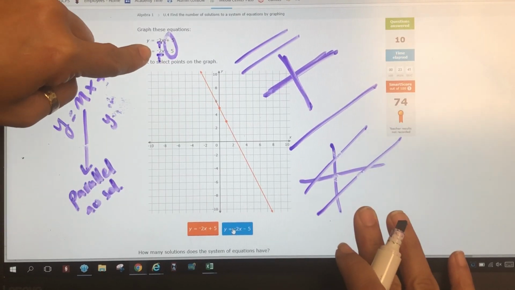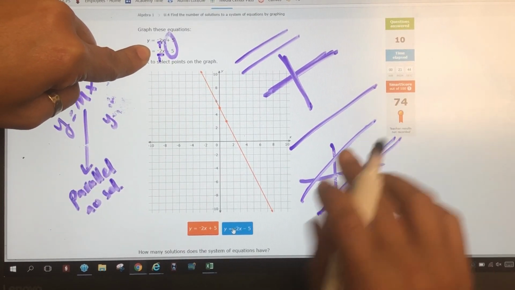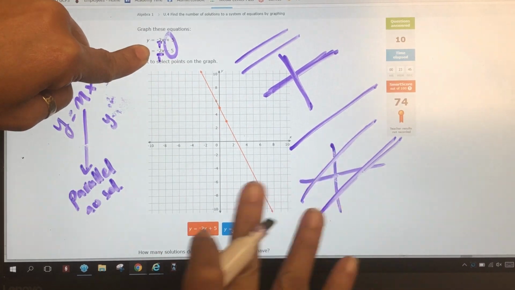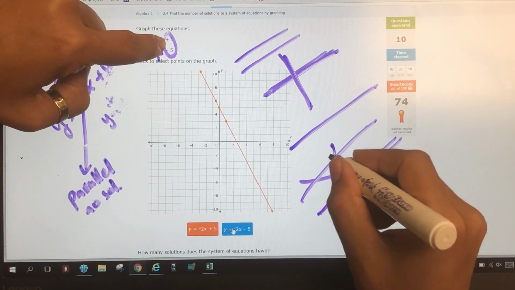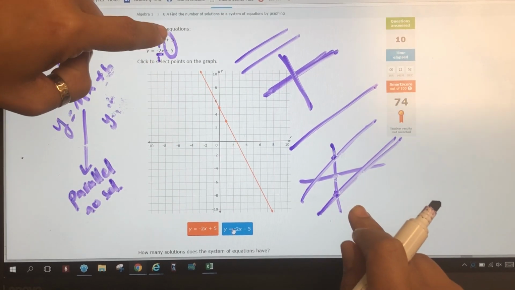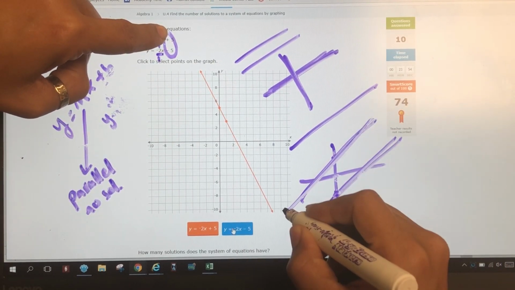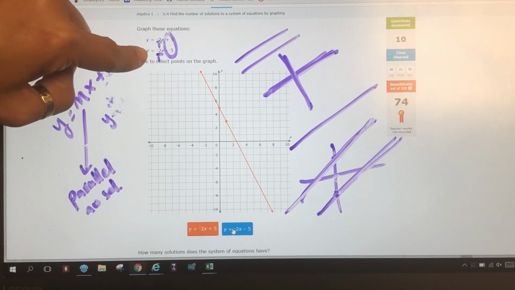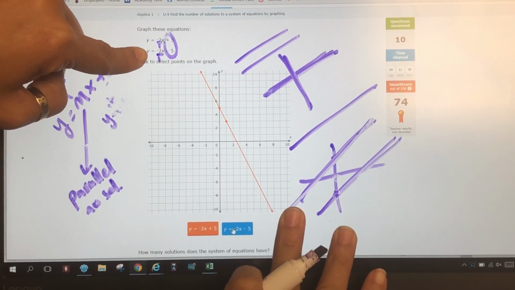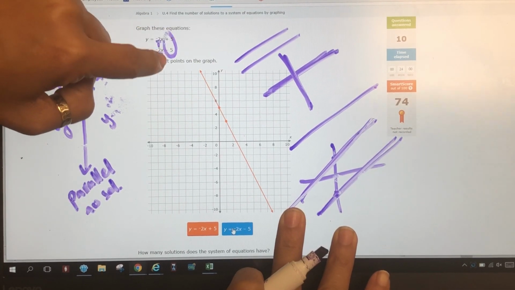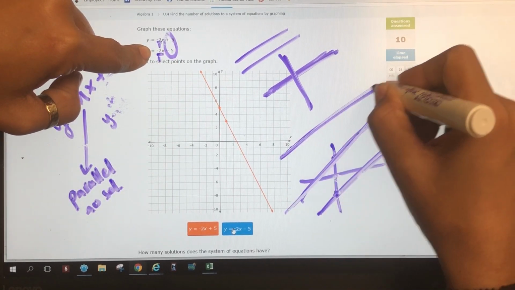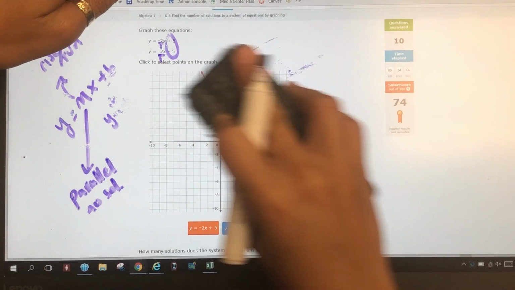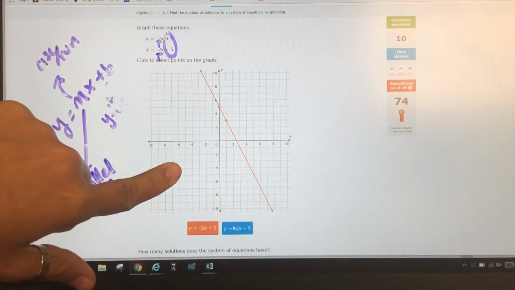Because they have the same slope, I know they have to look the same in terms of the direction that they're going. So because they have different y-intercepts, they're parallel. If they have the same y-intercept, it would be the same line. So different y-intercepts with the same slope, parallel, no solution. Same y-intercepts with the same slope, infinitely many solutions because it's the same line. So I already know the answer to this one, and I'm going to double check it by graphing it for you.